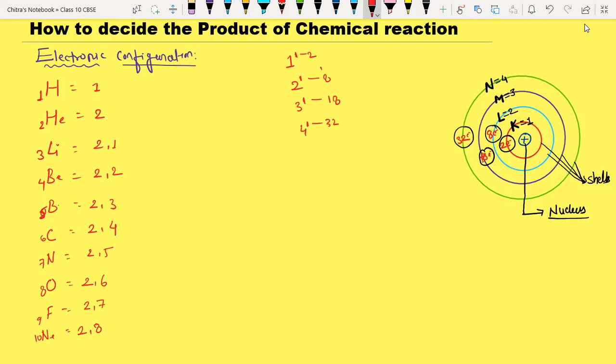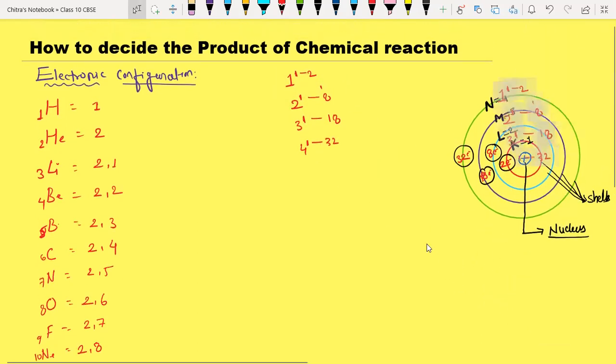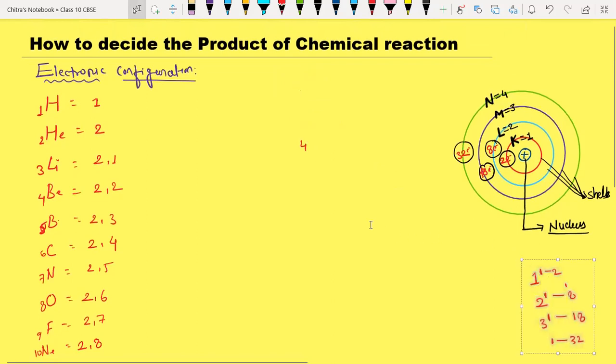Okay. So now we are going to discuss sodium. I'm just shifting that over here because we do not need that now. Yes, the fourth cell.